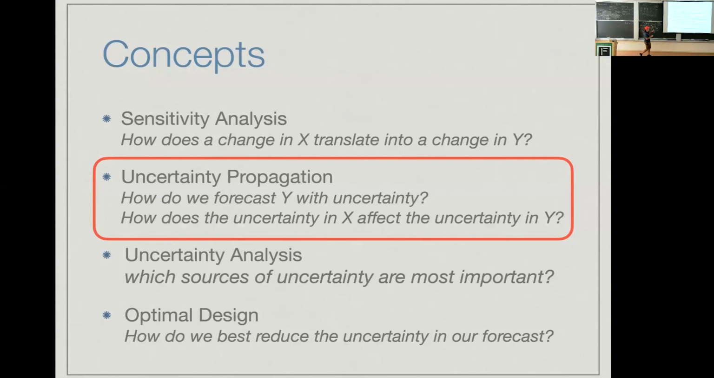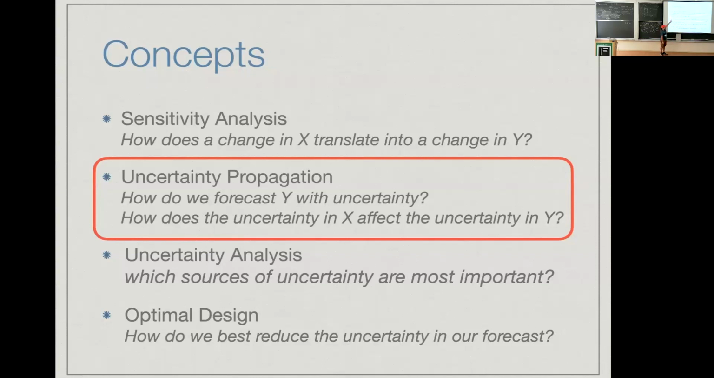So I'm going to start by talking about sensitivity analyses, which basically ask the question, how does a change in some X translate into a change in some Y? And then move from there onto uncertainty propagation, which is basically the question of how do we forecast Y with uncertainty. It turns out to be very closely related to the question of how the uncertainty in some X affects the uncertainty in Y, and thus relates back to that sensitivity question, because now, instead of talking about a change in X, we're talking about the uncertainty in Y.